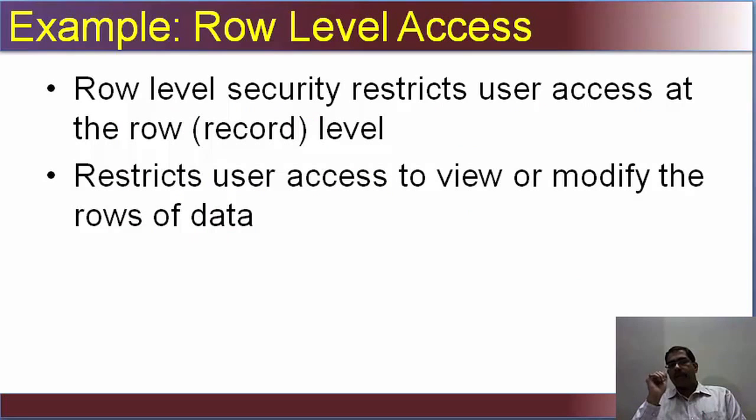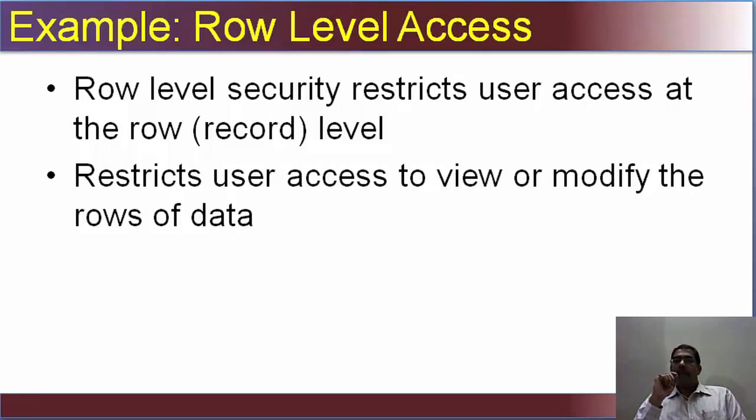Let's take an example of row level access. Row level security restricts the user access at the record level, the row level. It restricts user access to view or modify the rows of data. So when you implement row level security, it restricts the user at the record level. If it is specified that he can access only these particular records, he will be able to do that only.